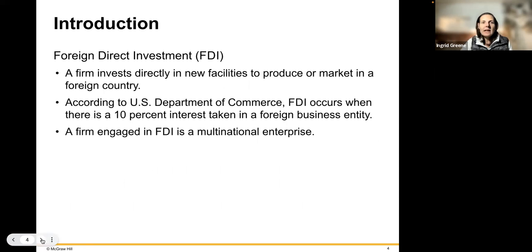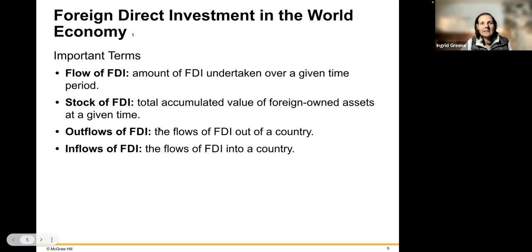So what is FDI? FDI is when a firm invests directly in new facilities to produce or market in a foreign country. FDI occurs when there is a 10% interest taken in a foreign business entity, and it can be by an individual, or most likely it's by an organization. And a firm engaged in FDI is called a multinational enterprise, also known as an MNE. Let's hop on to the next slide.